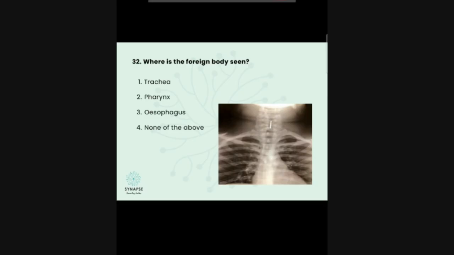So you see what is this? This, where is the foreign body? Trachea. If it is in the esophagus, what will happen?